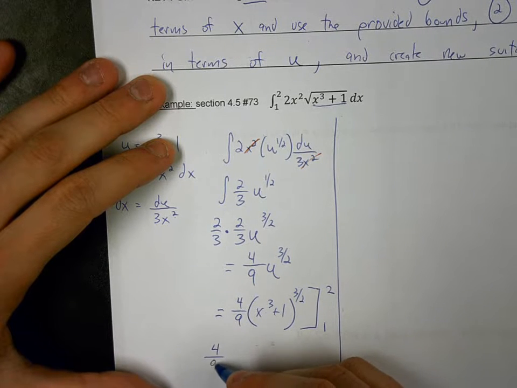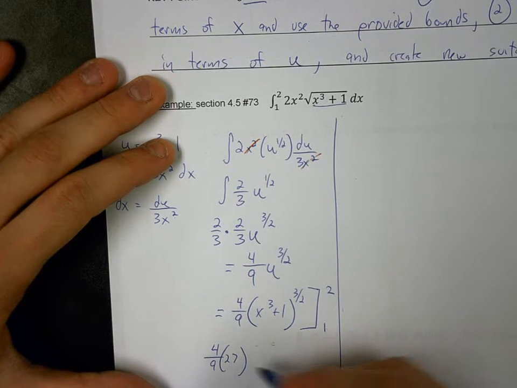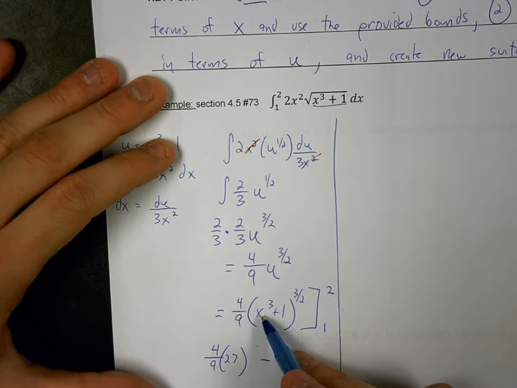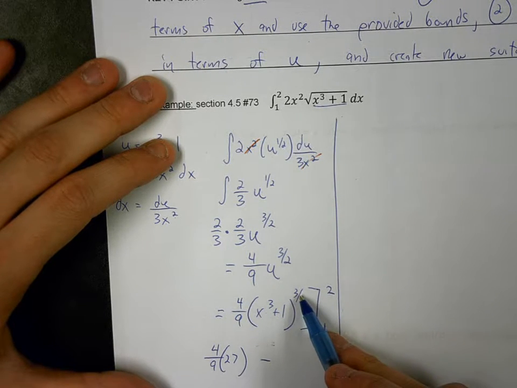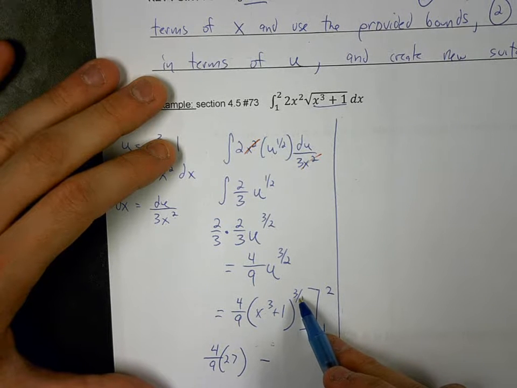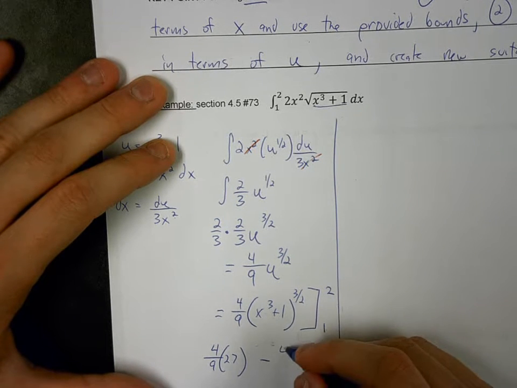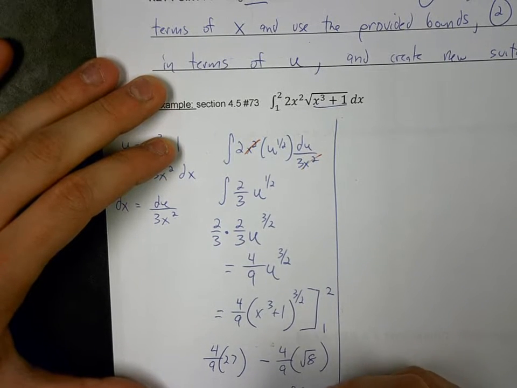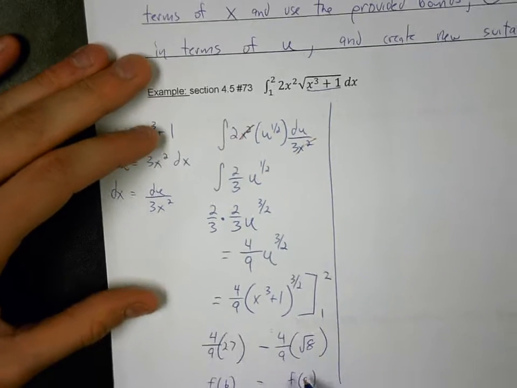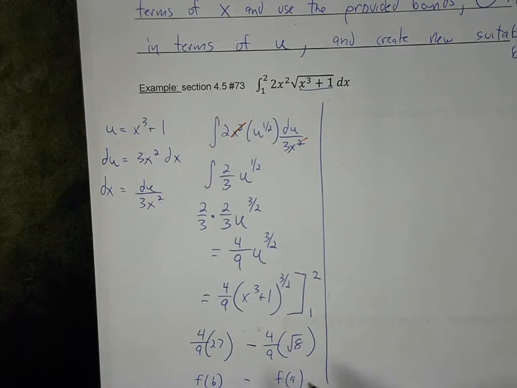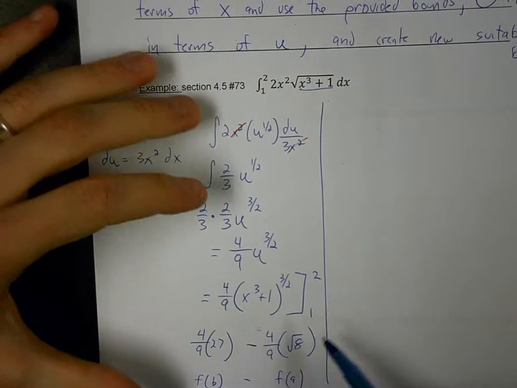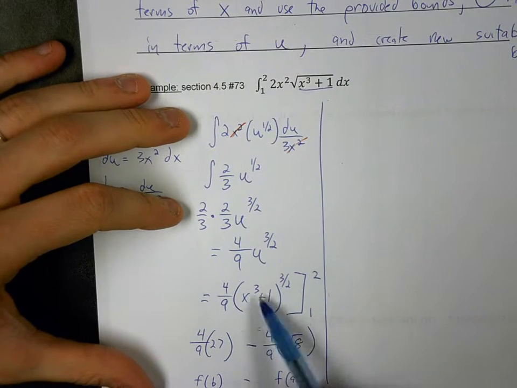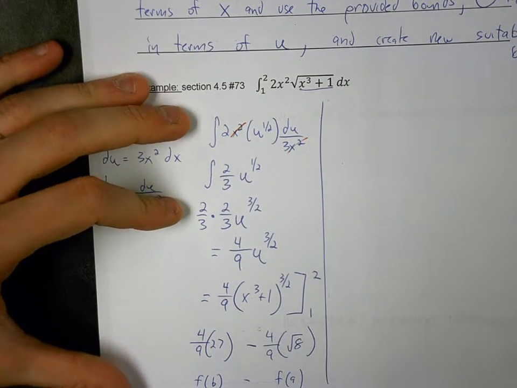So we're going to have 4/9 times 27, which is f of b, minus, plug a 1 in, that's going to be 1 plus 1, it's 2 to the 3 halves, which is the square root of 8. So we're going to have 4/9 times the square root of 8, and that's f of a. I know I did that math quickly, it's because I did that problem yesterday. You can use your calculator if you need to, or if it's a perfect square root like that and it's not ugly, you can leave it as a square root. Okay?